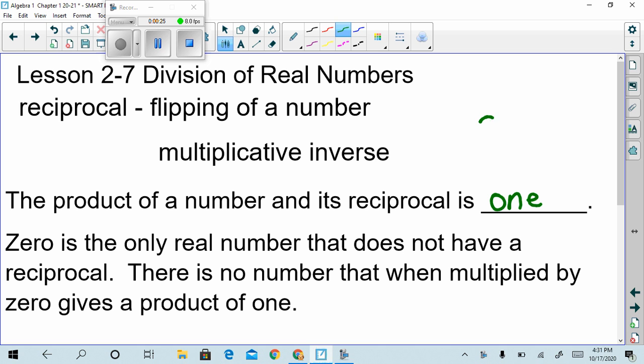Any number times its reciprocal equals 1. 0 is the only real number that doesn't have a reciprocal because there's no number that when multiplying by 0 will ever give us 1.